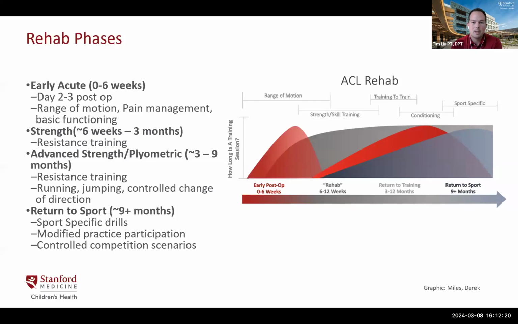So I just put together a really quick slide. Again, this is a really abbreviated version of the things that we do within the physical therapy timeline after a surgery is done.